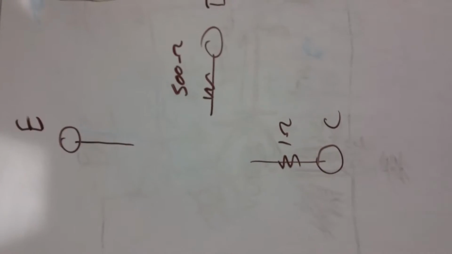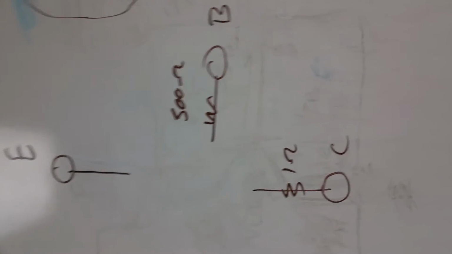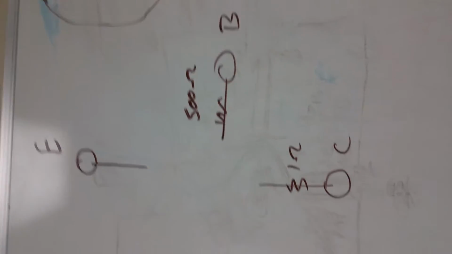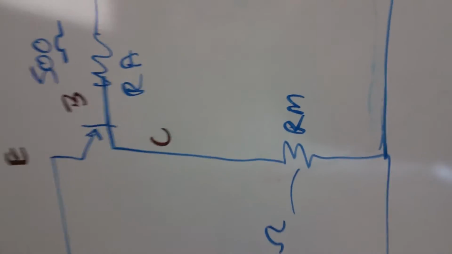So what I've done right here is I've redrawn it compared to this. V, E, B, and C. So right now they're all open. I put 500 ohms coming off the B, just to verify, and I put 1 ohm coming off the C. And I also put a little checklist.